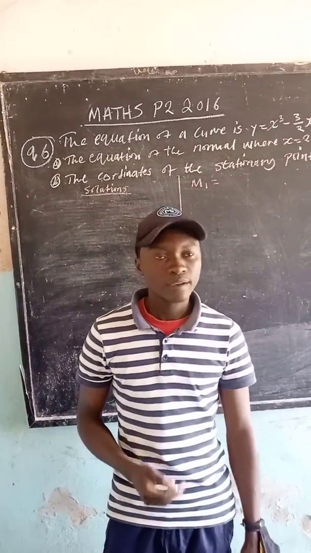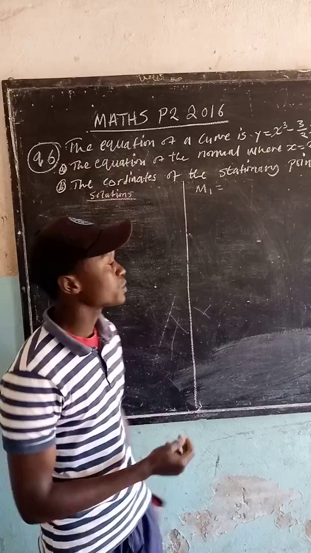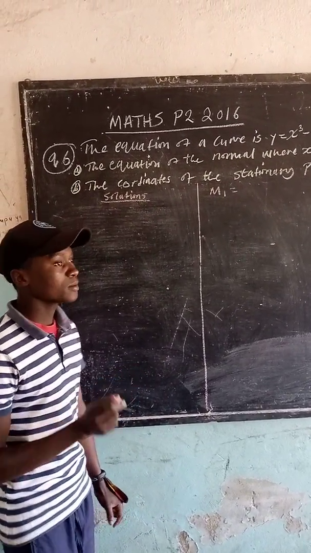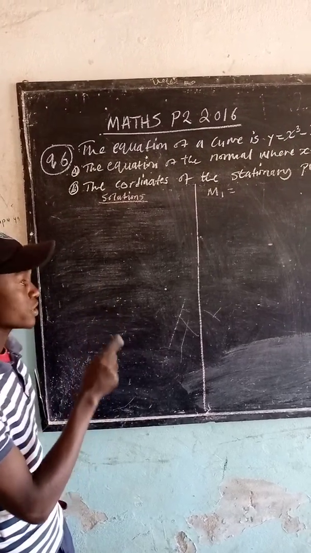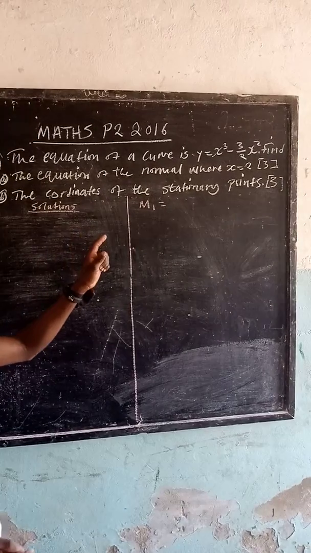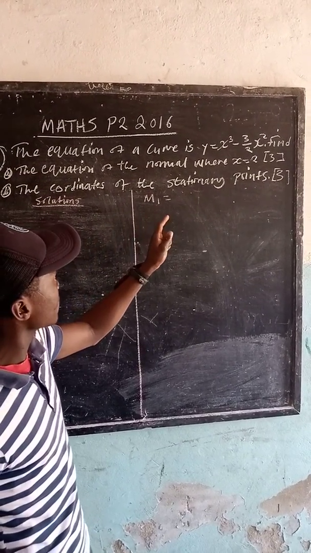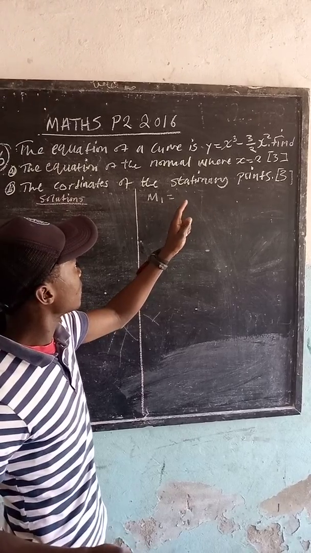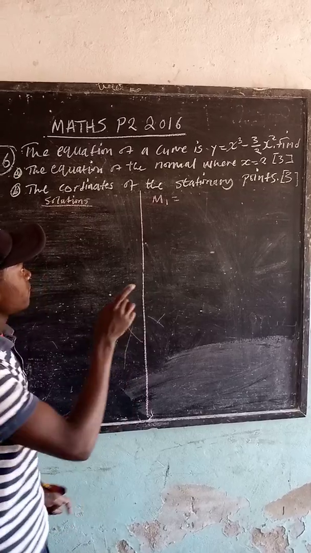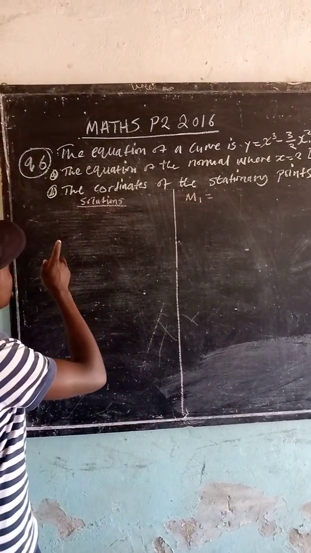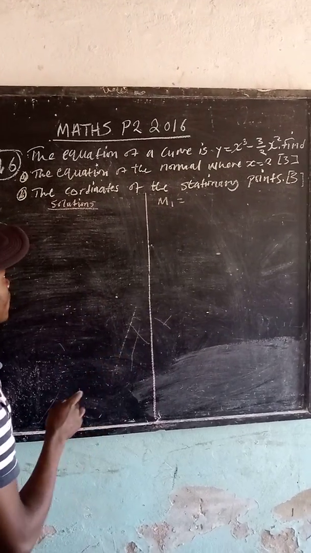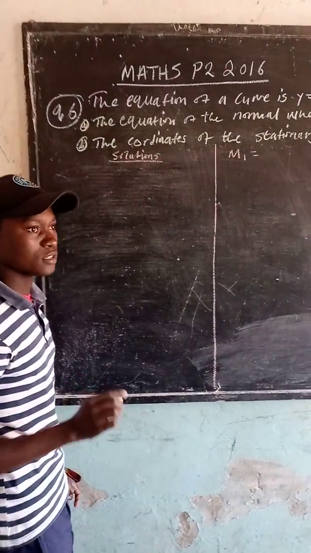My name is Victor. In today's video, we are going to look at mathematics in calculus. So our question comes from the 2016 question paper, which says the equation of a curve is y is equal to x cubed minus 3 over 2 x squared. Then the first question says, find the equation of the normal where x is equal to 2.